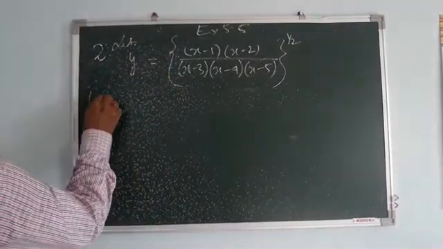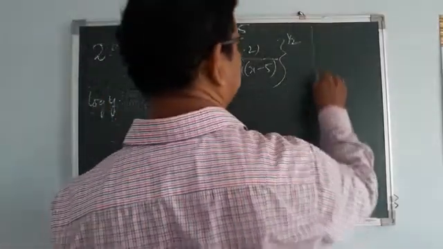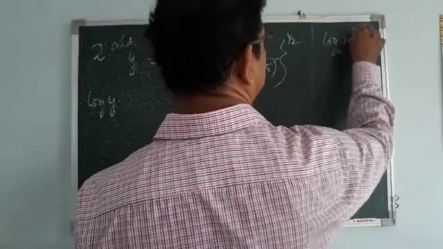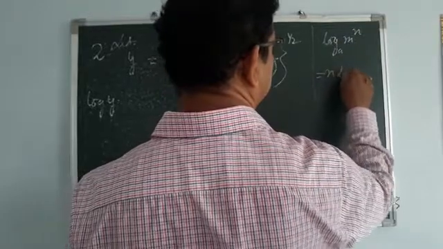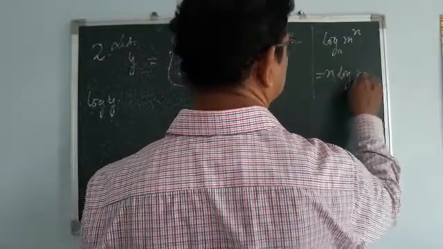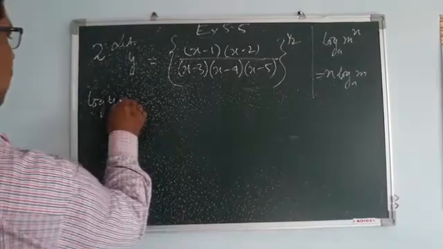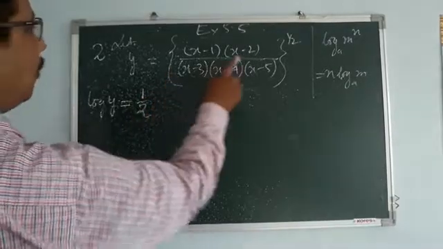If I write log here, one formula of logarithm is what? Log, suppose base is a, of m to the power n. The power will come in front and it will be n log m with respect to base a. So this will be, half will come in the front, half log of this one.